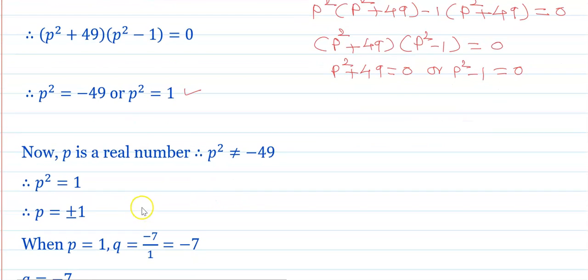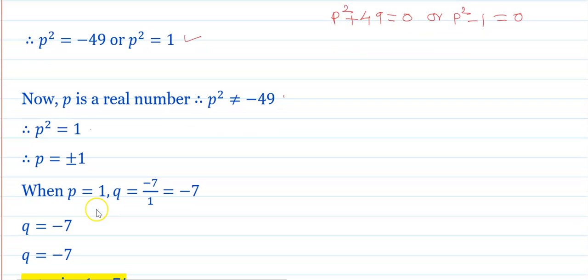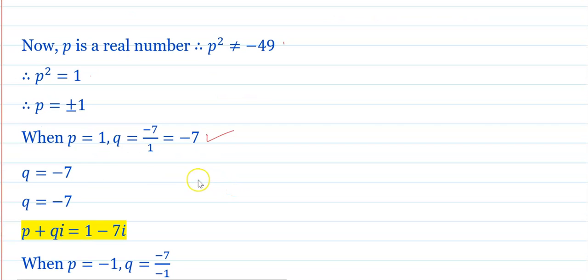Okay. p is a real number, square of a real number is not negative, therefore p square is equals to minus 49 is not possible. Then what is possible? p square is equals to 1. Taking the square root, you will get p is equals to plus or minus 1. When p is 1, q is minus 7 upon 1, then you will get minus 7. Okay. Then p plus qi is 1 minus 7i.